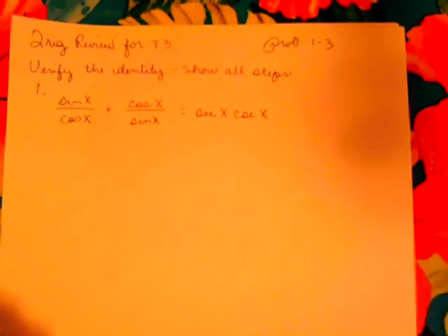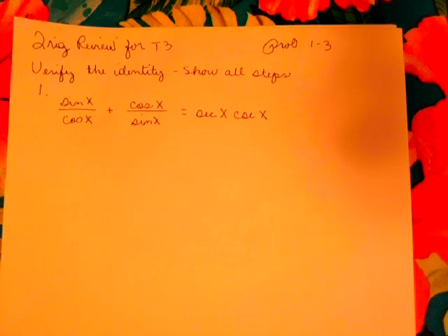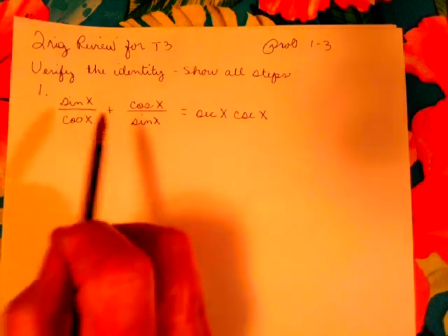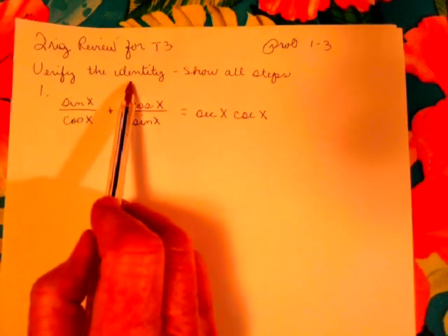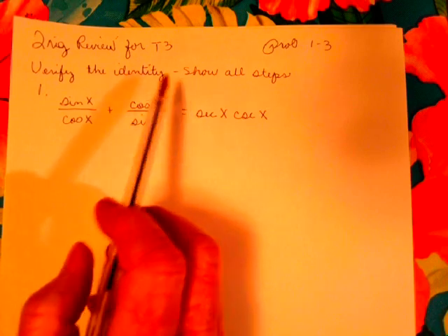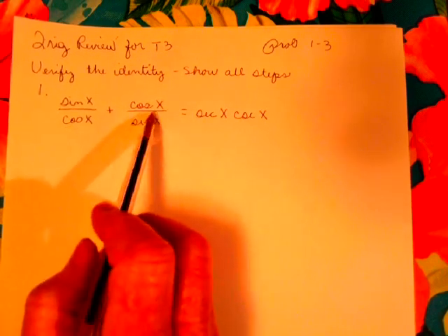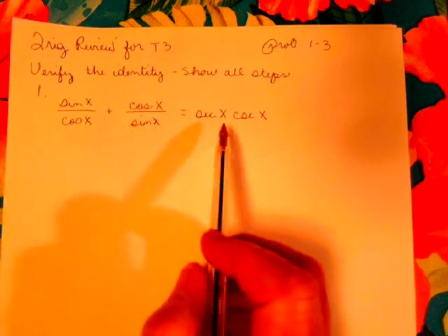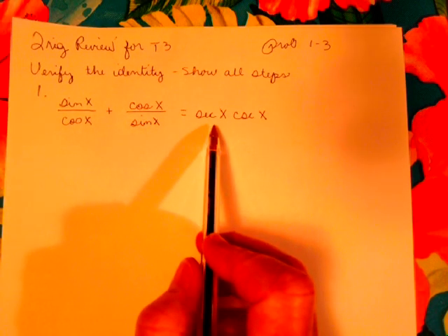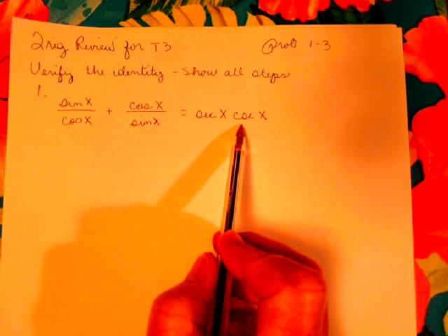We're starting the review for trig for test 3. Problem number 1 on the study guide says verify the identity, show all steps. Sine of x over cosine of x plus cosine of x over sine of x. They want me to prove that that equals secant of x over cosecant of x.